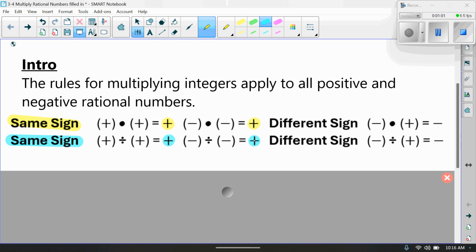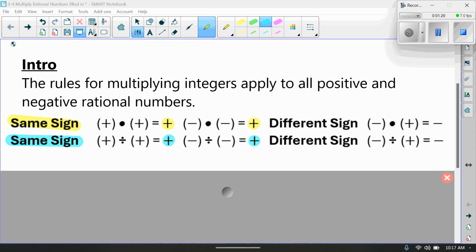So a positive divided by a positive is a positive. A negative divided by a negative is a positive. Same sign, positive. Write it down. Different signs, of course, is going to be negative.